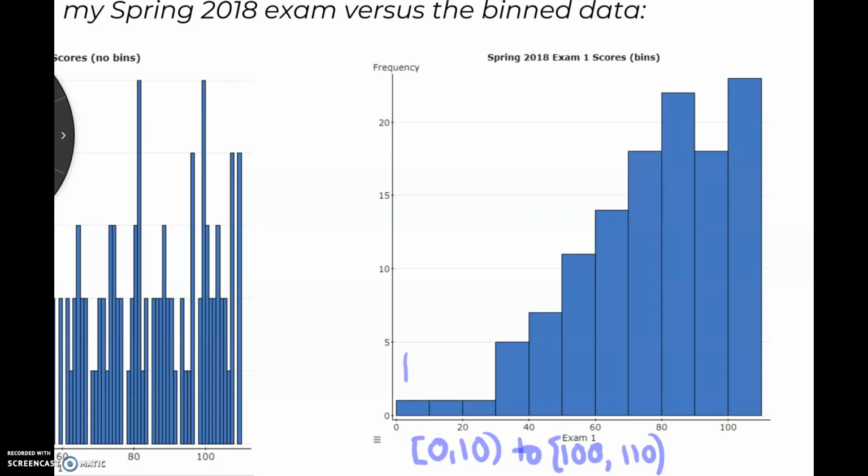This just means that our first bar goes from the number 0 up to numbers less than 10. Our second bar goes from 10 to numbers less than 20. Our third bar goes from 20 to less than 30. And then our last bar would go from 100 to less than 110.